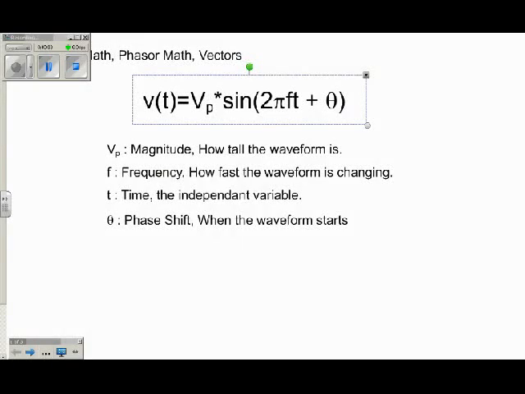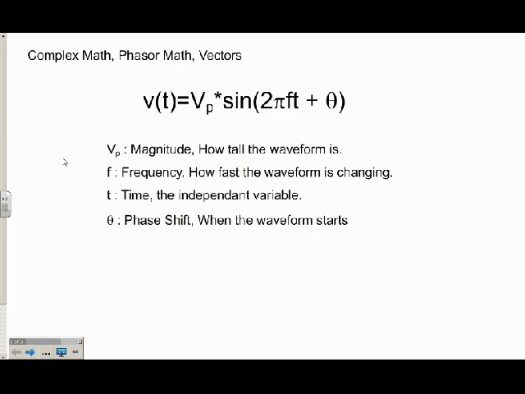All right, welcome to the complex math and vectors little tutorial. I'm going to use a voltage waveform, but this works not only for voltage, but it works for current, resistance, and power, and actually anything that you're going to do in a phasor or rectangular form.